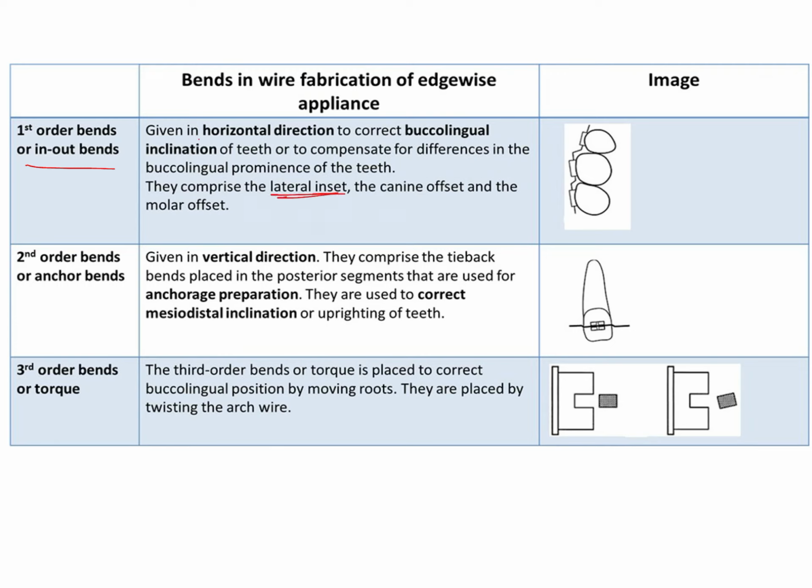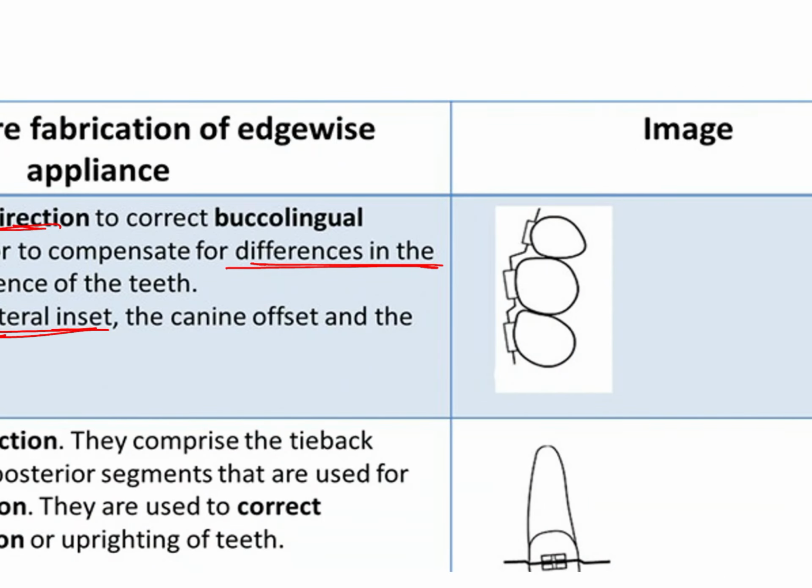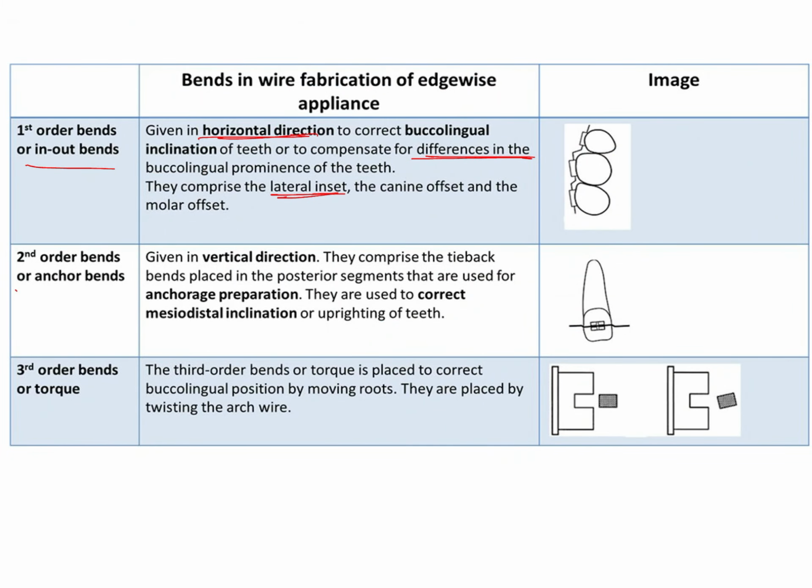So in order to compensate for these buccolingual prominences of teeth, these horizontal bends were given in order to compensate for these differences. Okay, so these are known as in-out bends because they run from the buccal to the lingual direction. Okay, so they are given in the horizontal direction.